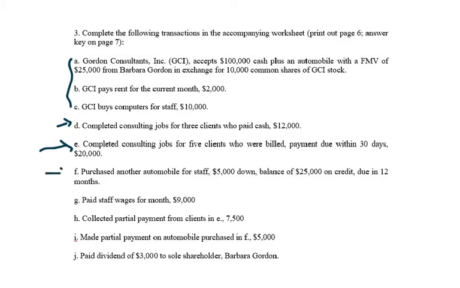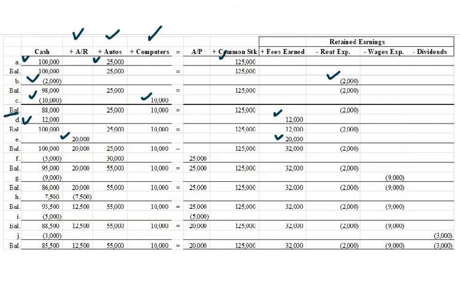All right, F, purchased another automobile for staff, $5,000 down, balance of $25,000 on credit, due in 12 months. Not necessarily realistic in this case, but just a simplifying factor. We're going to throw too many accounts at you here in the early going. Another compound entry. So what happened here? If we add up those two elements, what we're assuming in debt plus what we paid in cash, that means the impact on assets of the automobile should be $30,000. Should go up by 30 because that's what we ultimately paid.